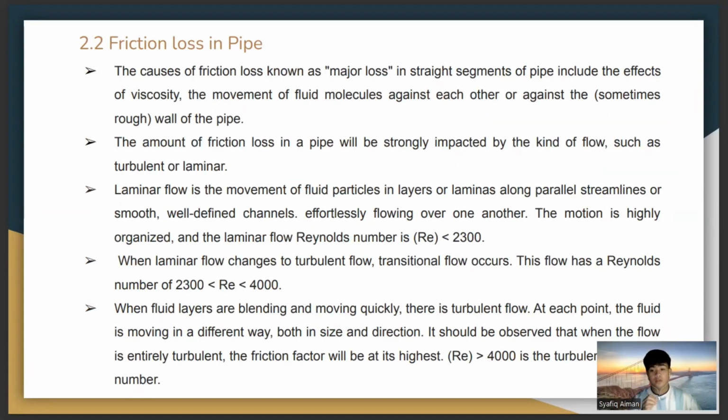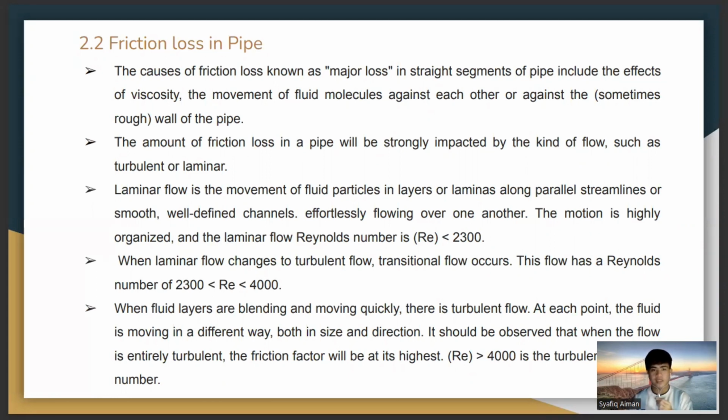Next, we go to the friction loss in pipe. The causes of friction loss, known as major loss in straight segments of pipe, include the effect of viscosity, the movement of fluid molecules against each other or against the wall of the pipe. The amount of the friction loss in a pipe will be strongly impacted by the kind of flow, such as turbulent or laminar. Laminar flow is the movement of fluid particles in layers or laminas along parallel streamlined or smooth, well-defined channels, effortlessly flowing over one another.